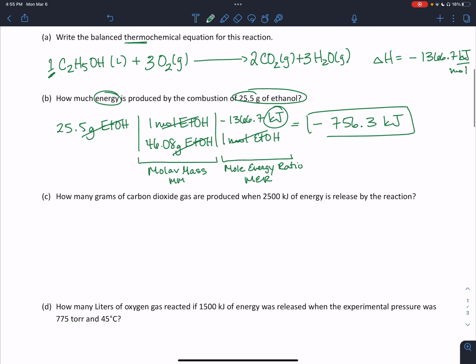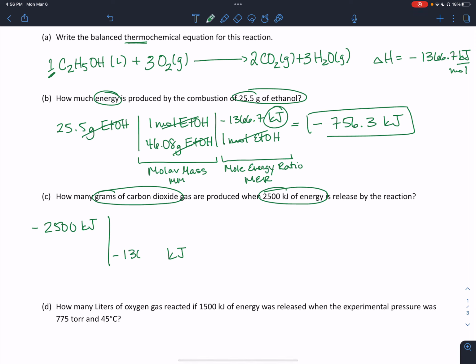All right, so let's try part C. How many grams of CO2 are produced when 2,500 kilojoules of energy is released by this reaction? This time we're going to start with the energy, so 2,500 kilojoules of energy. This is being released. We're going to start with our mole energy ratio. We need that energy to be on the bottom of our conversion factor for canceling. So I'm going to say negative 1,366.7 for every 2 moles of CO2. That's what our balanced reaction tells us. If we're producing 2,500 kilojoules of energy, how much CO2 are we going to produce?